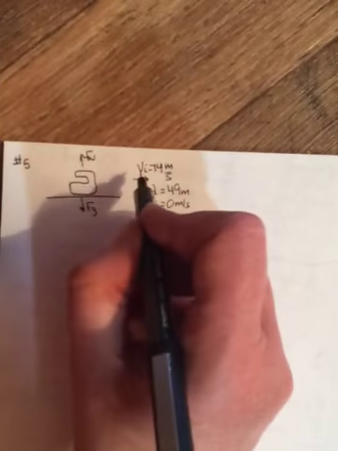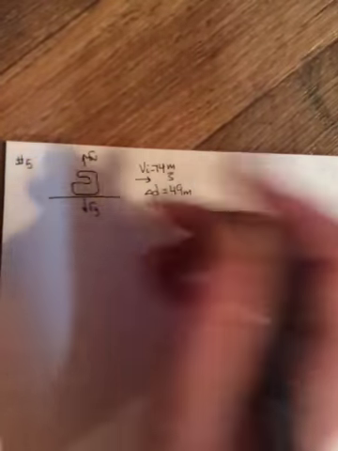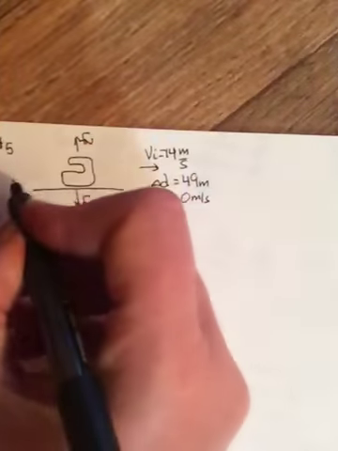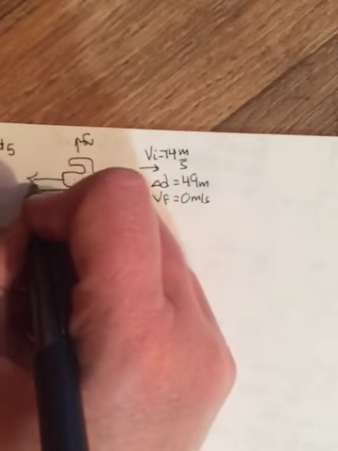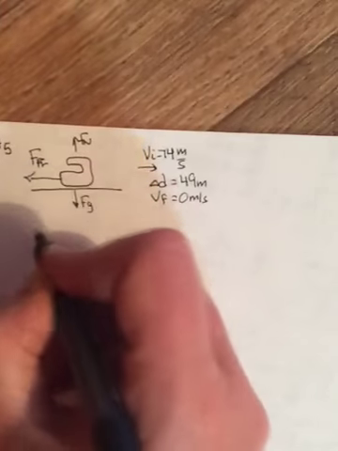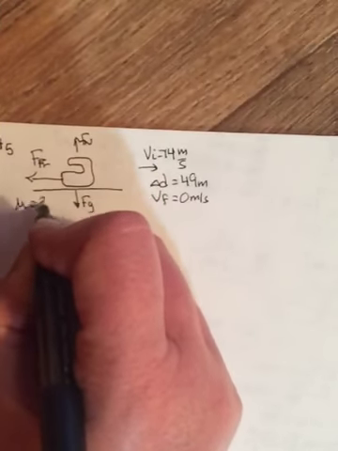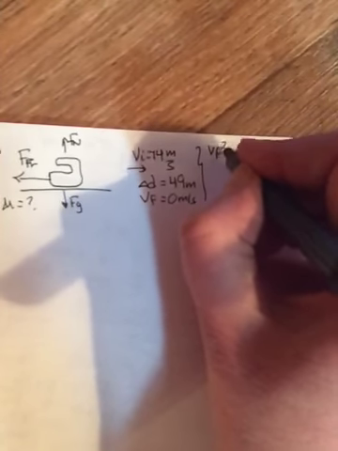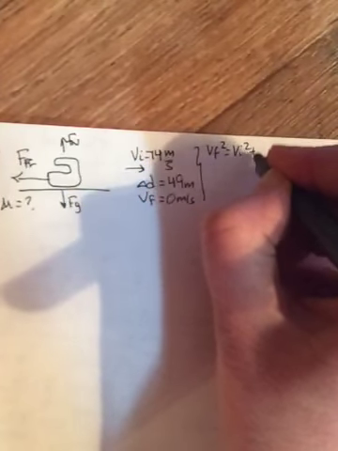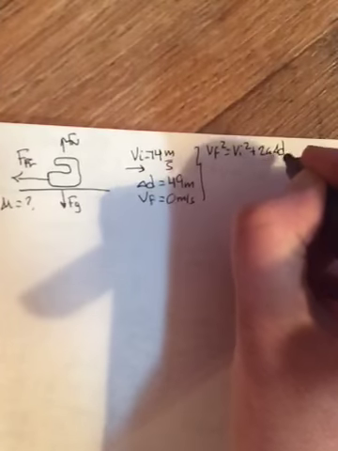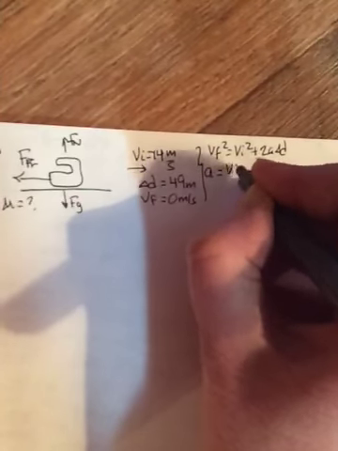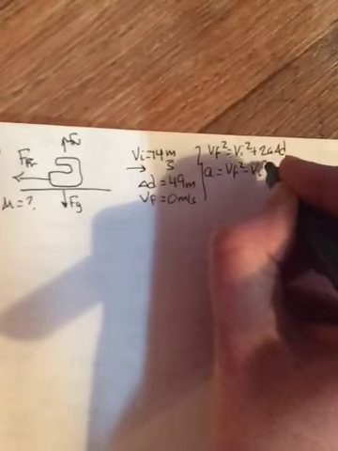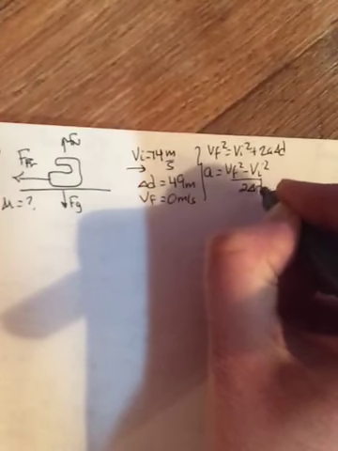So remember, once you release the stone with this initial velocity of 14 meters per second, there's no forward force. There's just friction acting backward. Okay, and we're looking for mu. So first step is find A. So use your VF squared is equal to VI squared plus 2A delta D equation. So A will be equal to VF squared minus VI squared over 2 delta D.